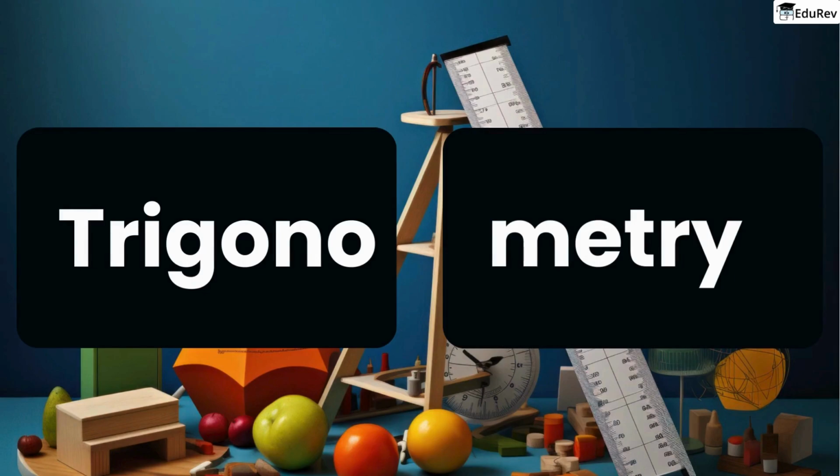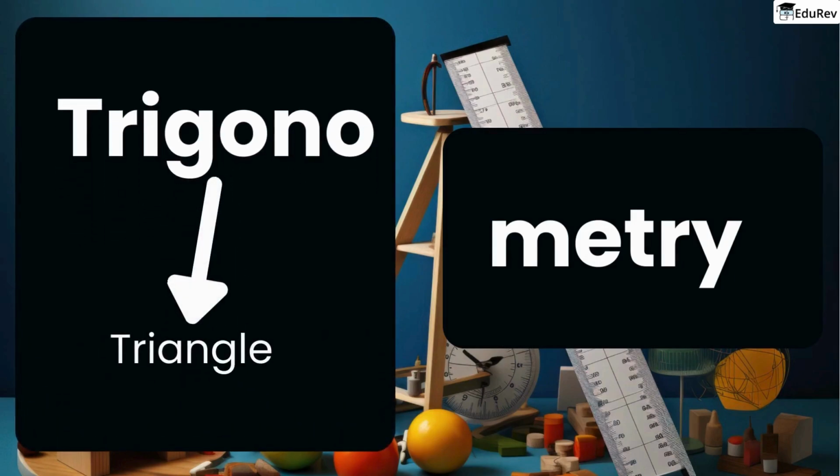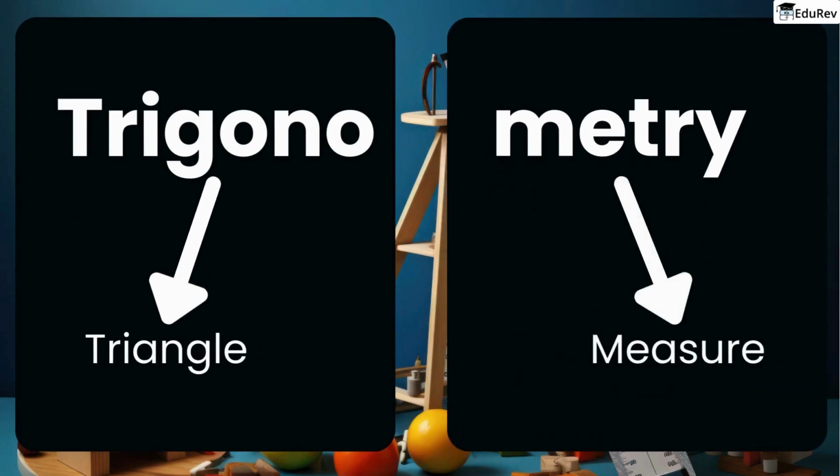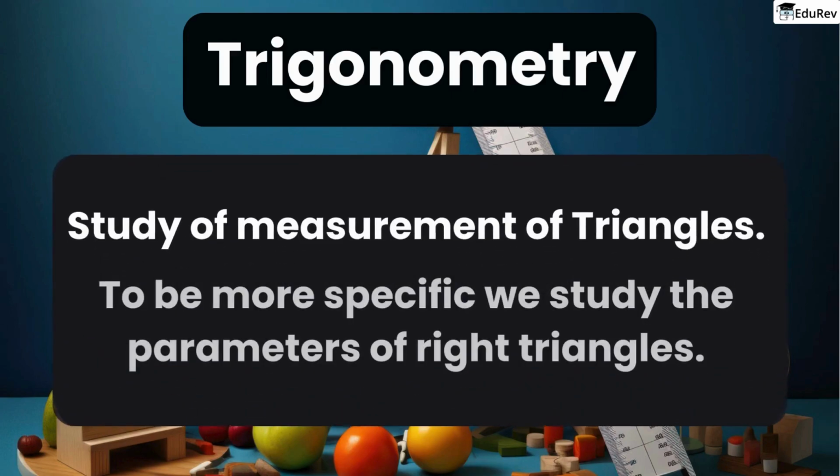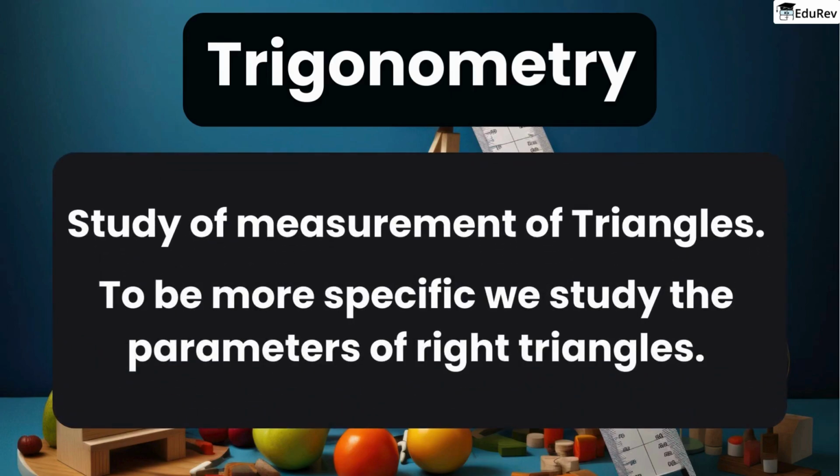It is made of two Greek words, trigono and metri. Trigono means triangle and metri means measure. So it is the study of measurement of triangles. To be more specific, we study the parameters of right triangles.